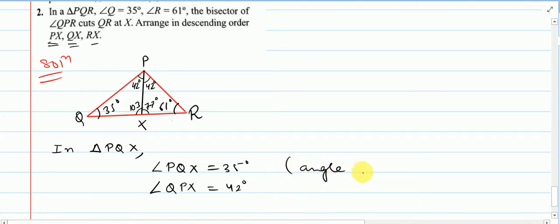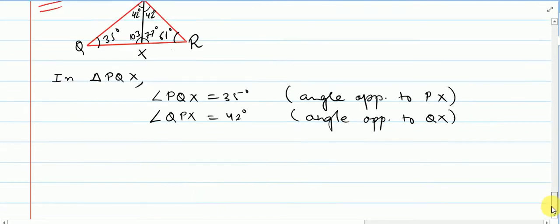This is the angle opposite to QX, and this is the angle opposite to PX. So here you can see that 42 degree is greater than 35, and 42 is opposite to QX. So therefore QX will be greater than PX. Here we can write, therefore, QX is greater than PX. Done.